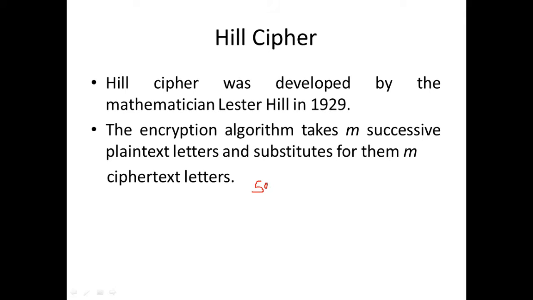Say, if your plain text is Satish, then what this algorithm supports is you can take m consecutive or successive plain text letters and substitute them with m ciphertext letters. So far in the previous algorithms like Caesar cipher and Playfair cipher, we were able to take either one letter and substitute that with another ciphertext letter, or take maximum two letters and substitute them with two ciphertext letters. But here, there is no restriction. You can take m successive letters and substitute them with m ciphertext letters.